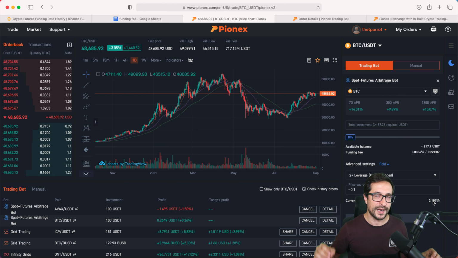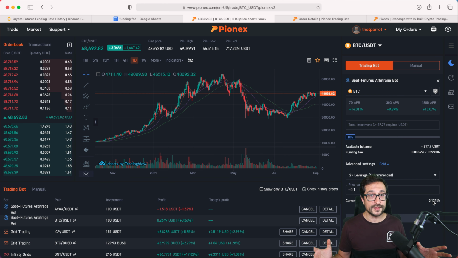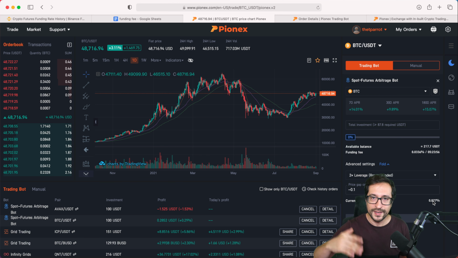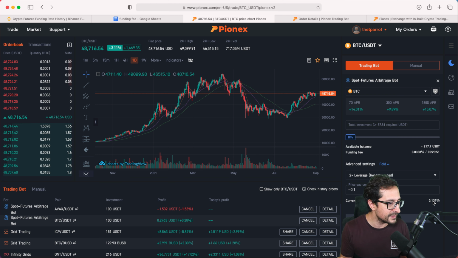And the same applies for stopping the bot. When is the best time to stop the bot? When the current price gap is the lowest possible or even negative. If it's negative, it's perfect time to stop the bot.